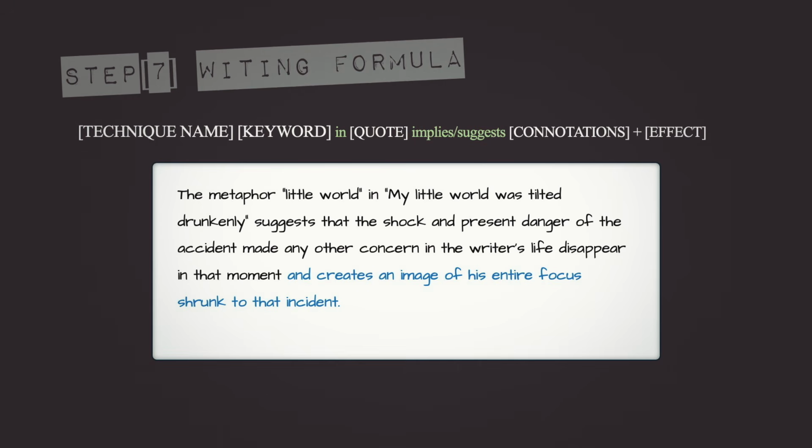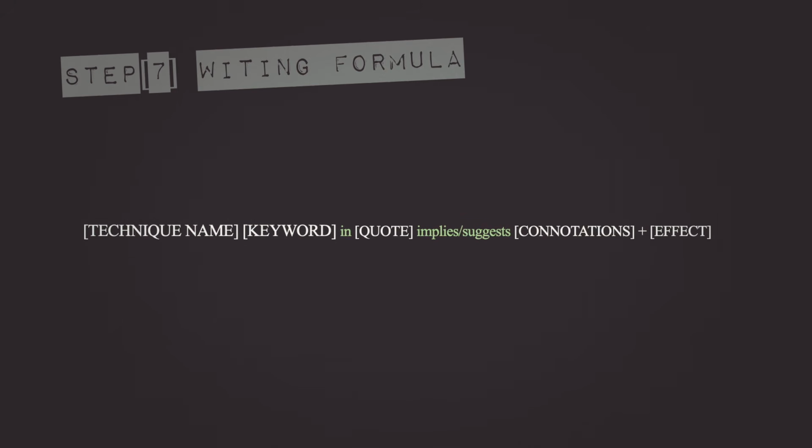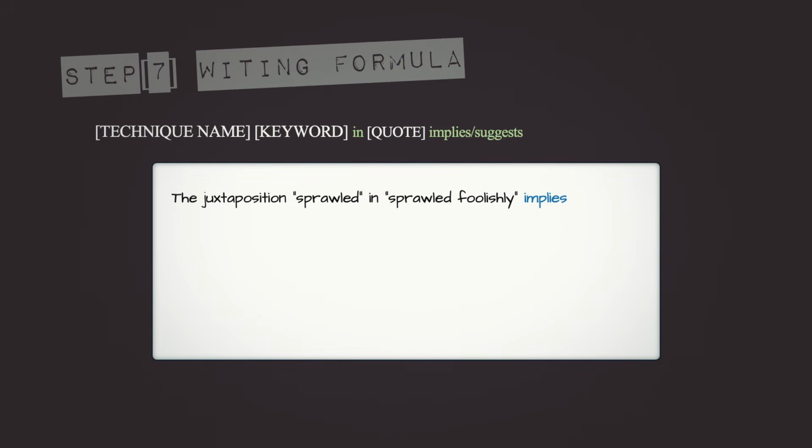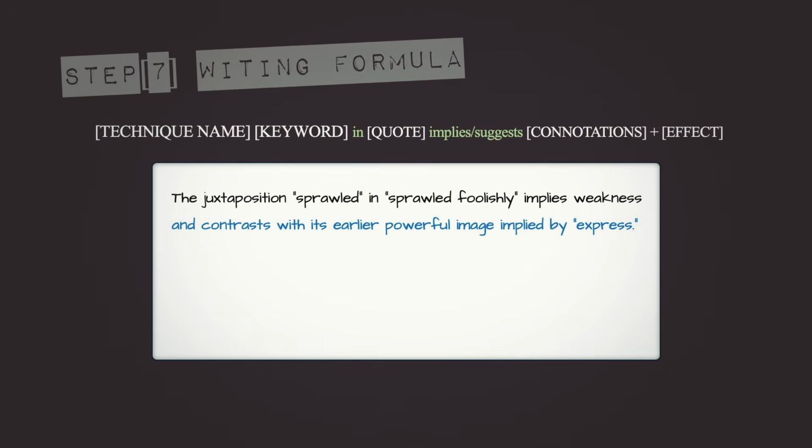Pause here and make sure the effect makes sense to you. See, it's quite easy. Let's quickly look at another example. Technique name: the juxtaposition. Keyword: sprawled in, "sprawled foolishly", implies, or suggests, let's go with implies, connotations: weakness, plus effect: contrast with its earlier powerful image implied by express.